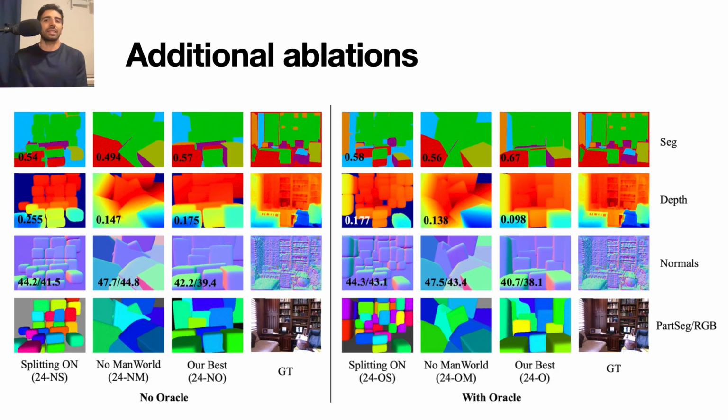Here we demonstrate that our Manhattan world losses improve the overall look of our generated primitives, as well as the error metrics. We report a number of natural variants, including splitting our primitives at inference.